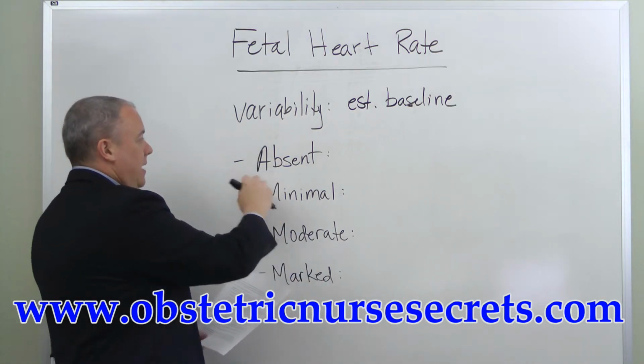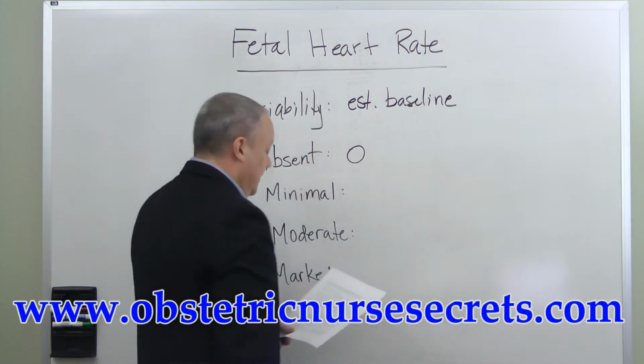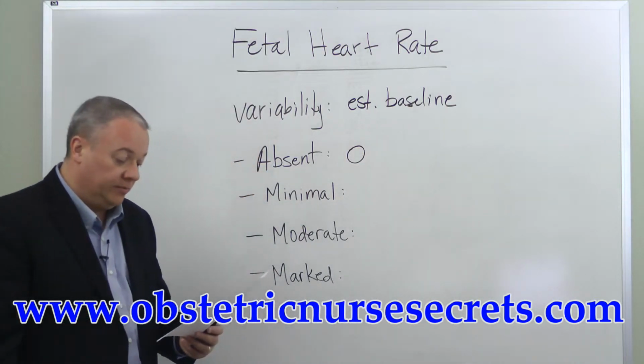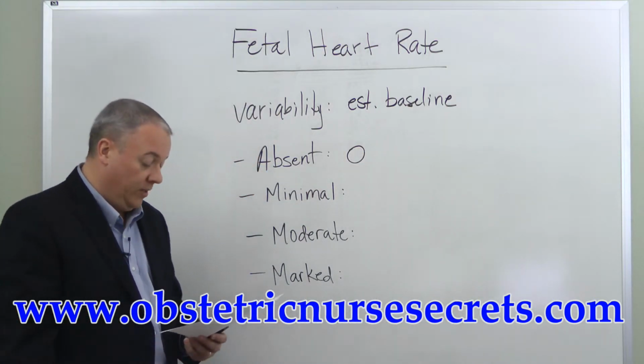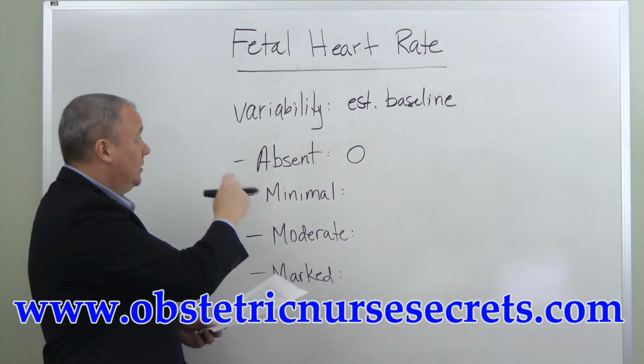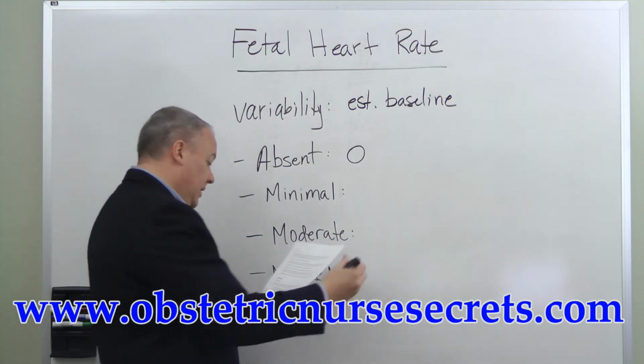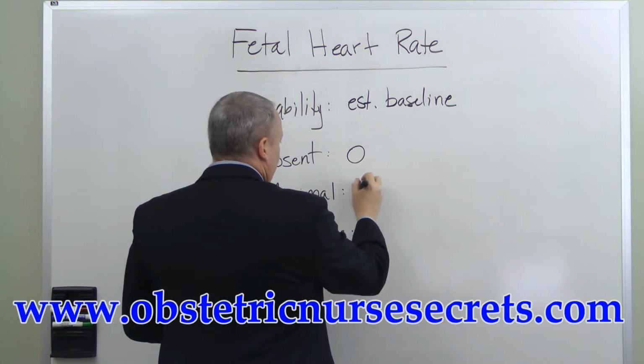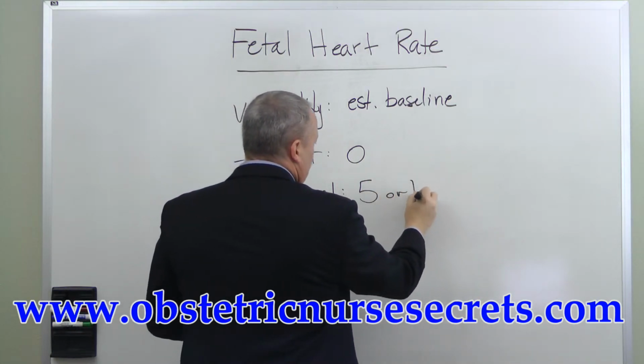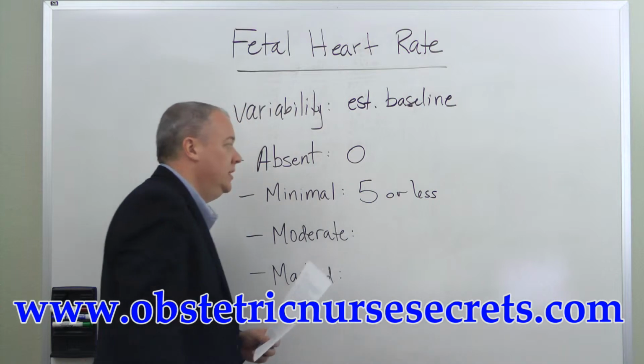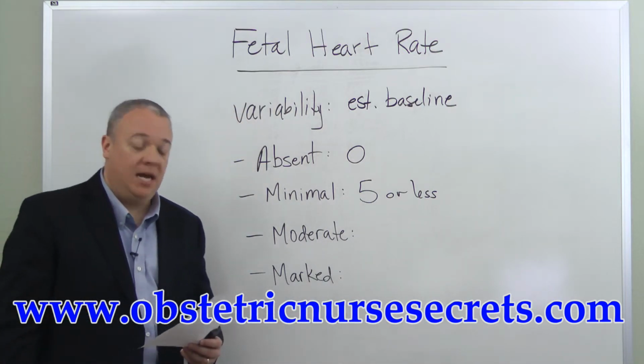The first way is absent. This basically means there is no variability discernible, no change in the baseline amplitude whatsoever. A minimal variability would be no more than 5. It would be 5 or less heartbeats per minute change between the baseline that's been established.